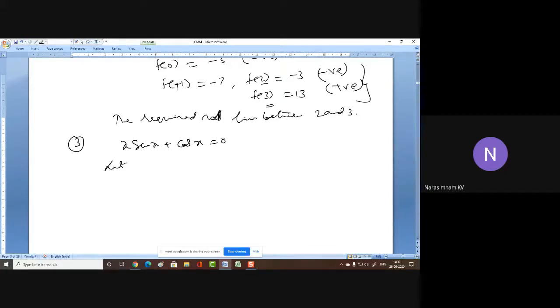Assume f(x) equals x sin x plus cos x. Now a very, very important point: if the given equation contains trigonometric functions, change the calculator mode into radians, not the default degrees mode. Change the mode into radians, then only find the values. Now put x equals 0. Again, same procedure: put x equals 0, x equals 1 or 2, then no problem.